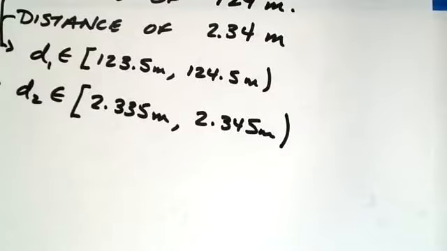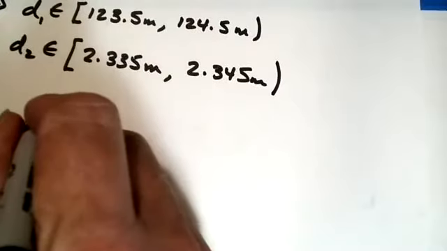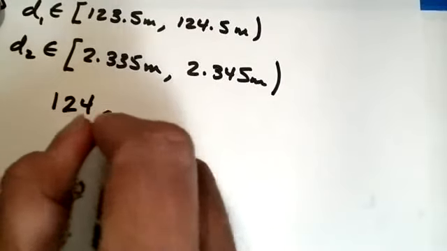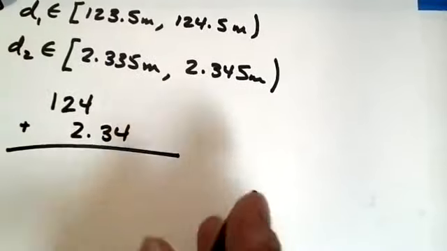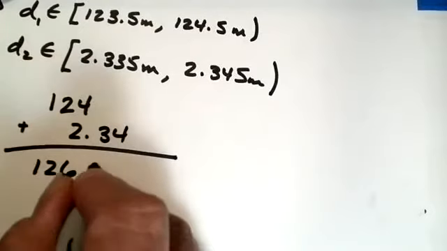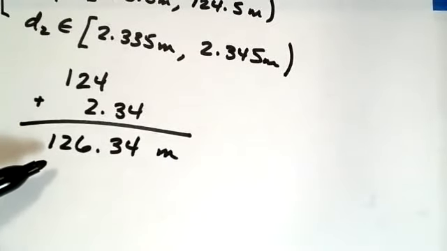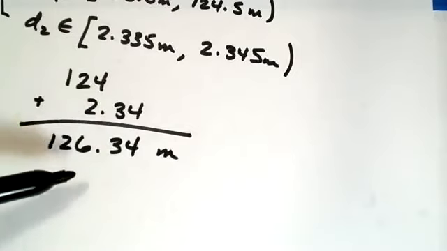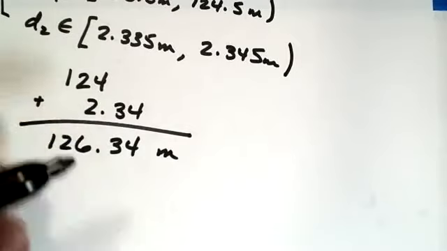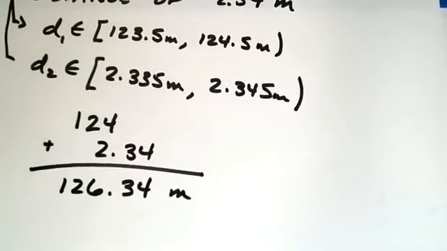So the rule for significant digits when you're doing addition, and we could do this longhand, is 124 plus 2.34. When I add these up, I'm going to get 126.34 meters. All right, mathematically, this is true. When you add 124 to 2.34, you're going to get 126.34. Now, that does not take into account the fact that these numbers are themselves somewhat inaccurate. They don't represent an exact number, but actually a range.